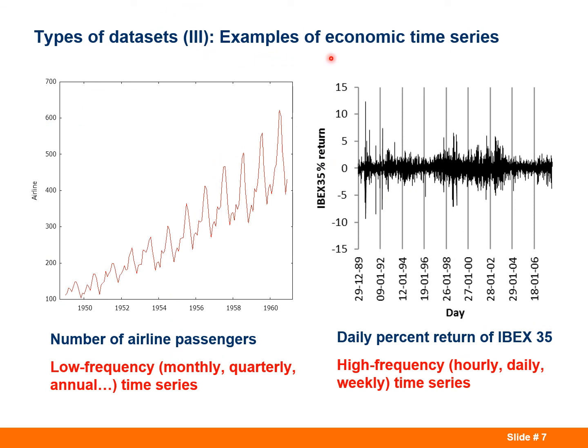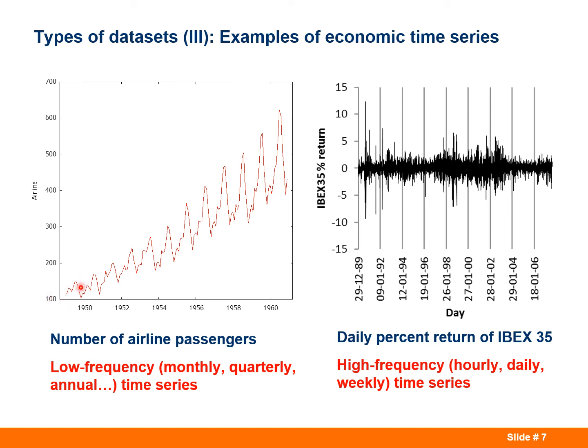Also for economic time series. This is a very famous time series that we are going to work with time and time again during this course. It's the number of airline passengers all over the world. This is a monthly time series. So here you have the date, and here you have the number of airline passengers in thousands of passengers. This is an early time series that starts in 1949, I think, and stops in 1960.